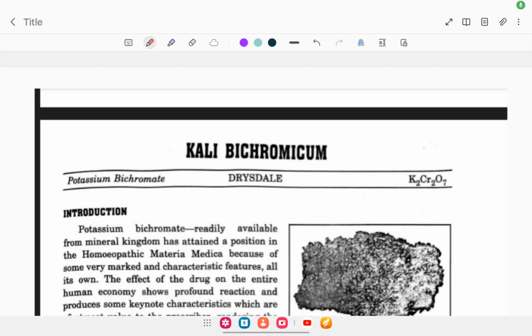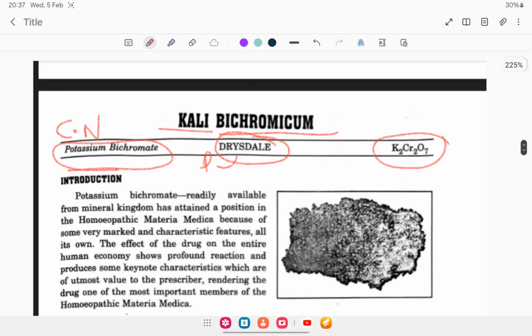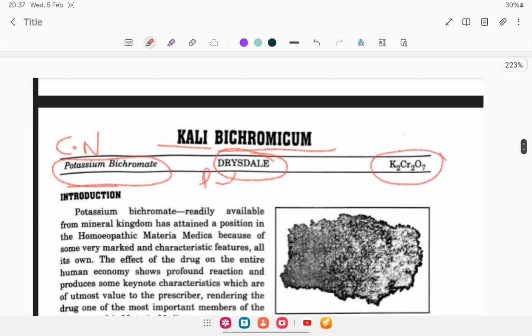Hello students. Today we are going to discuss Bichromicum. Its common name is potassium bichromate, chemical formula K2Cr2O7, and the prover is Drysdale. I will discuss it from S.K. Dubey's Materia Medica and Allen's Keynotes.